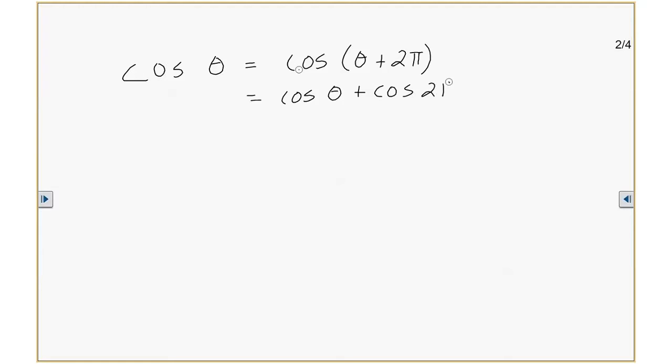Then I'm going to write cosine of theta. Cosine of any number is equal to the cosine of theta plus what? 2 pi. And that's one of your identities. Just like the sine, and you can distribute that, equals the cosine of theta plus the cosine of 2 pi. That's one of your identities.